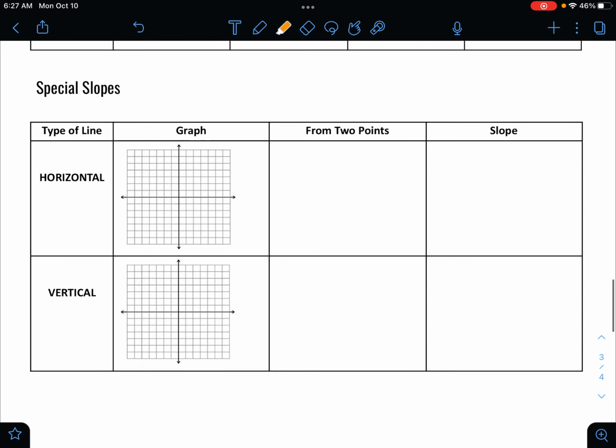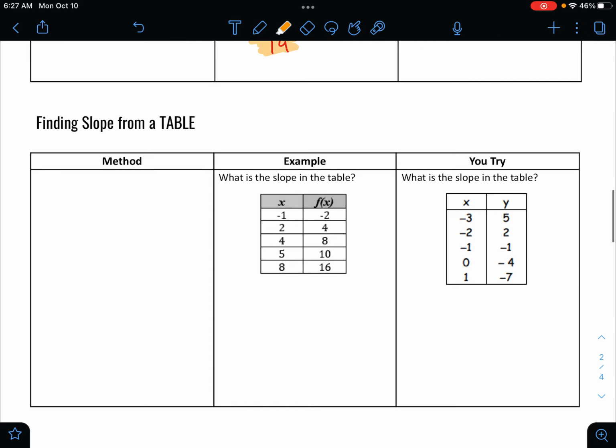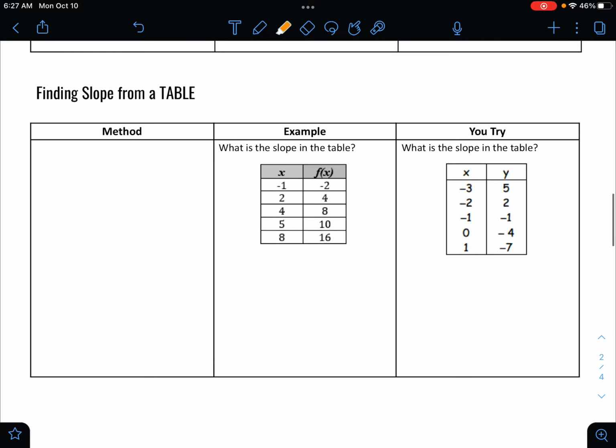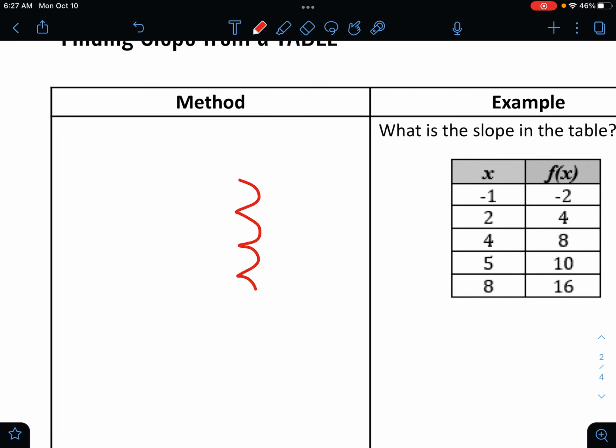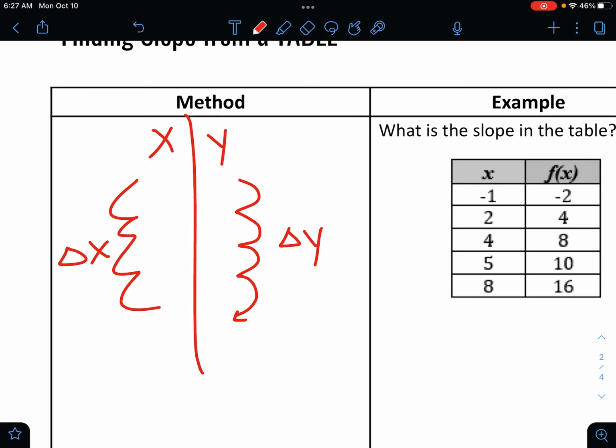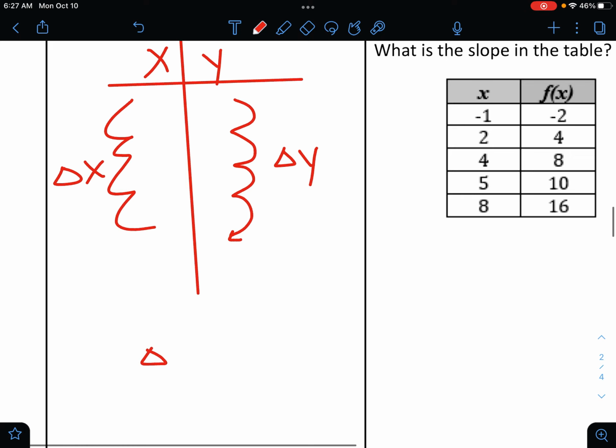Then we've got a couple different things left here. Slope from a table. This is where we kind of saw this before, when we did linear functions, if you remember, right? So you basically find the change in y divided by the change in x. If you have a table, you've got x and y, and you're going to find those differences and then put the change in y on top over the change in x.